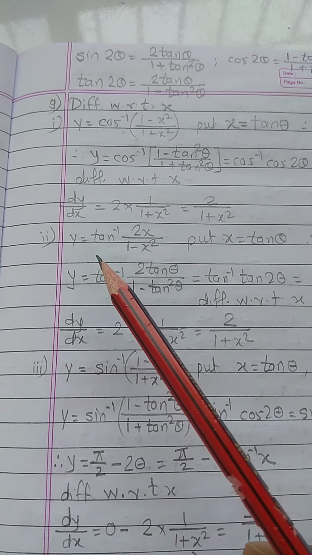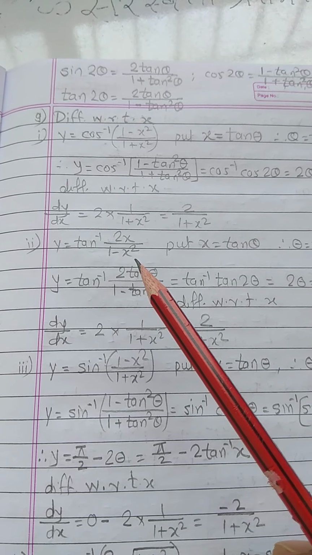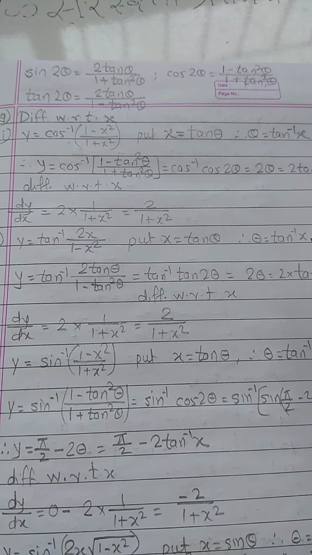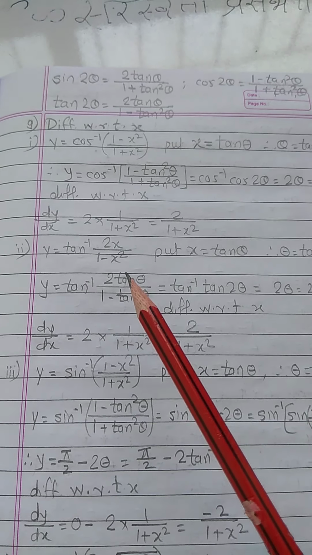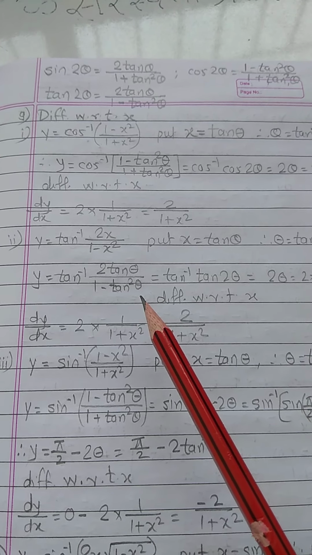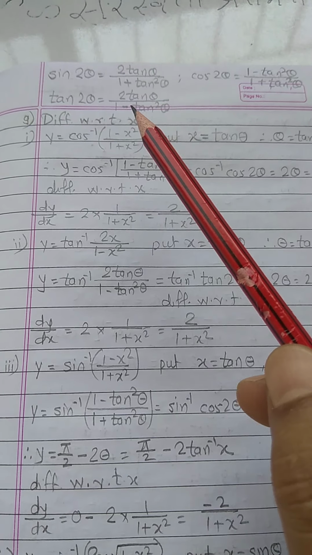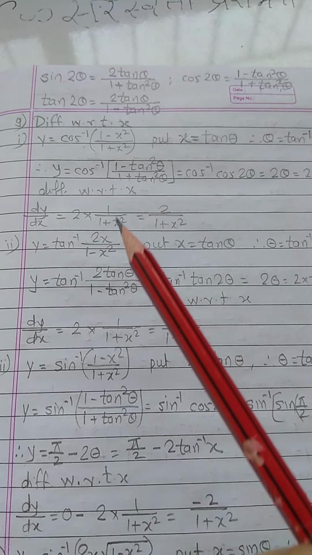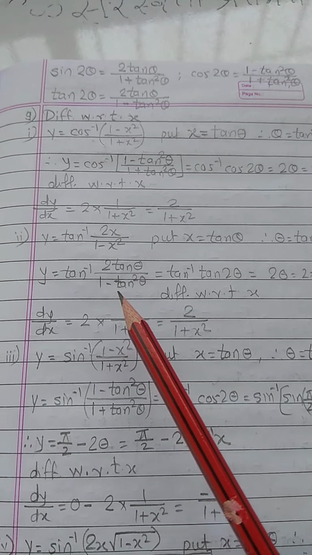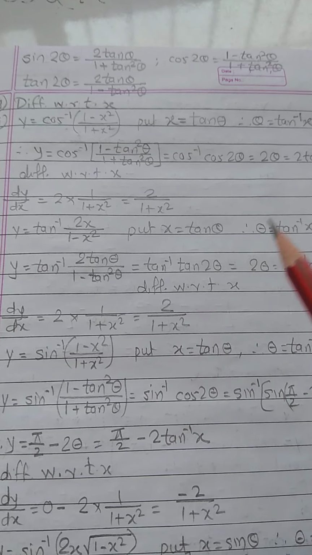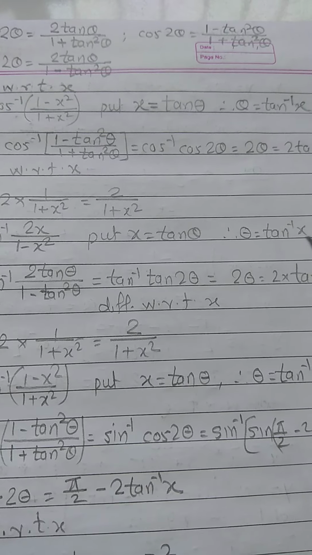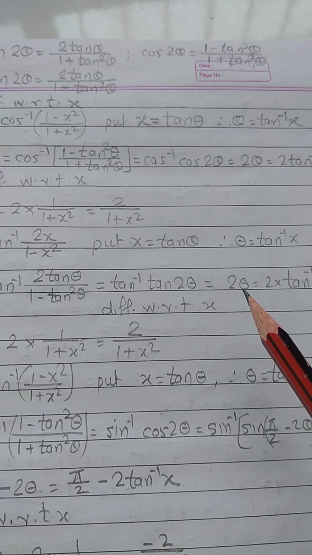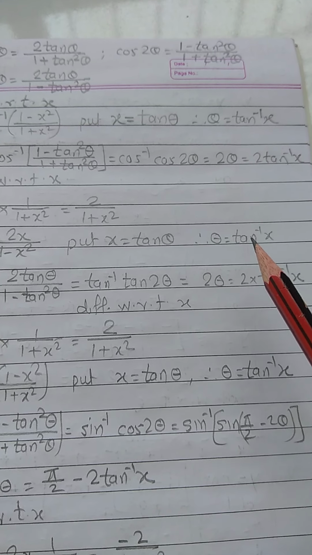Part 2, y equals tan⁻¹ of 2x/(1 − x²). We will put x equal to tan θ, then θ is tan⁻¹ of x. So y will become tan⁻¹ of 2 tan θ/(1 − tan²θ). See here, 2 tan θ/(1 − tan²θ) is always tan 2θ. Therefore, in place of this, we will put tan 2θ. Now, tan⁻¹ of tan 2θ will give you 2θ only. 2 as it is, θ is tan⁻¹ of x.